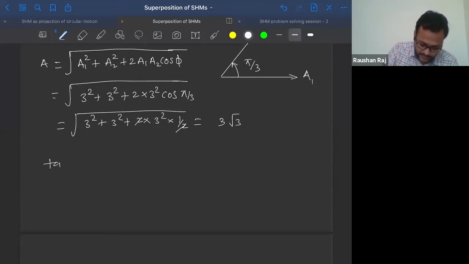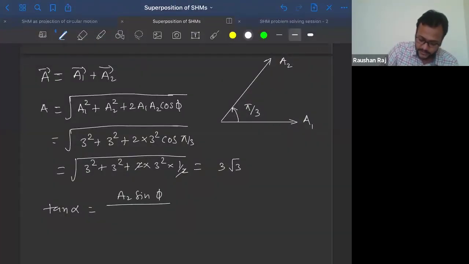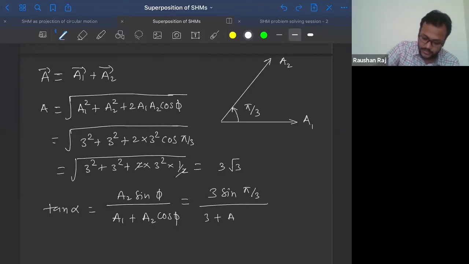Now, what will be the phase difference between y and y1? So let us find that tan alpha. How do we find tan alpha? A2 into sine of phi divided by A1 plus A2 into cos of phi. So what is A2 here? 3. What is phi here? Pi by 3, divided by A1, again 3, plus A2, again 3 into cos of pi by 3.